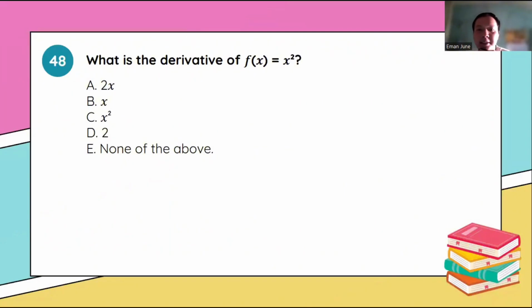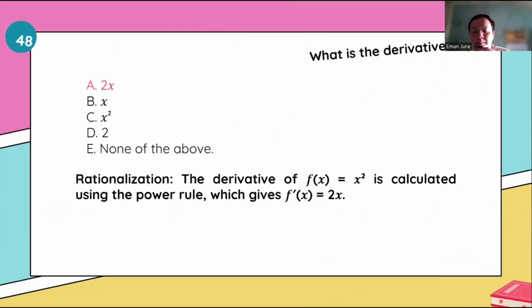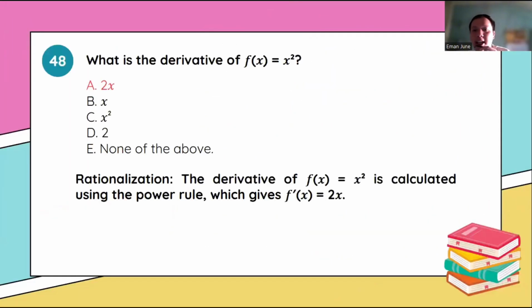What is the derivative of f of x is equal to x squared? Letter A, 2x. B, x. C, x squared. D, 2. Or letter E, none of the above. So the answer for number 48 is letter A, 2x.